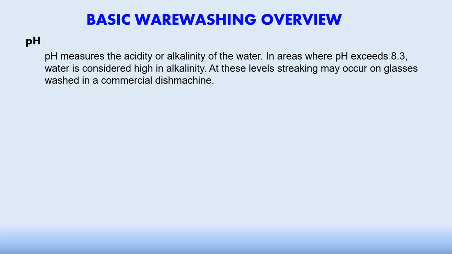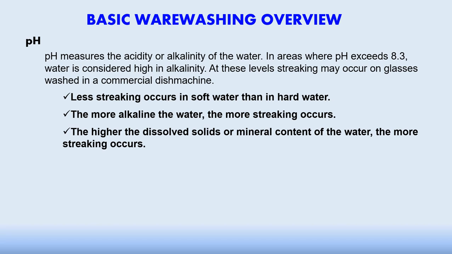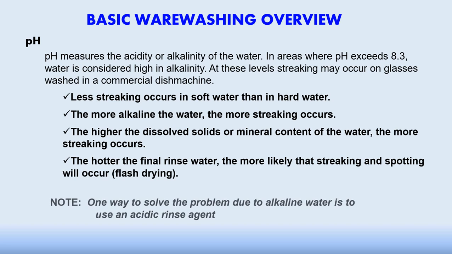pH measures the acidity or alkalinity of the water. In areas where pH exceeds 8.3, water is considered high in alkalinity. At these levels, streaking may occur in glasses washed in a commercial dish machine. Less streaking occurs in soft water than in hard water. The more alkaline the water, the more streaking occurs. The higher the dissolved solids or mineral content in the water, the more streaking occurs. The hotter the final rinse water, the more likely that streaking and spotting will occur due to flash drying.